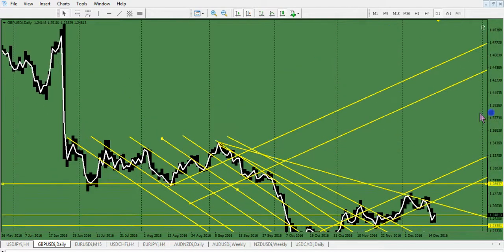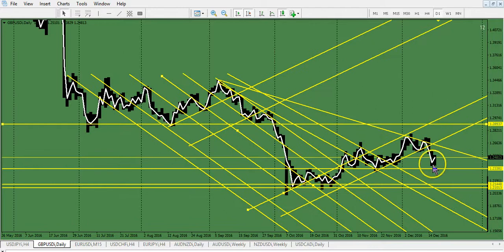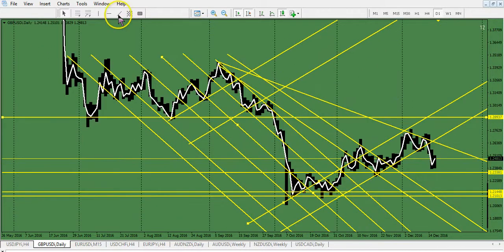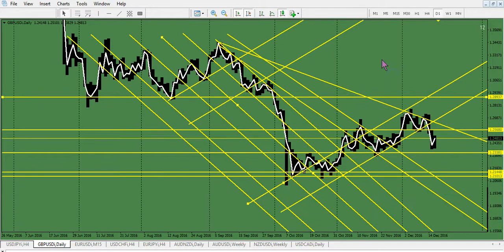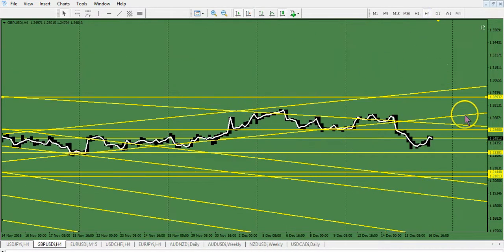And so can this thing get the party started and make a run to here? I'd say first target, if you bought this kind of really fast down move, first target, the exit's going to be there. I don't know. It's that simple. 4-hour chart.